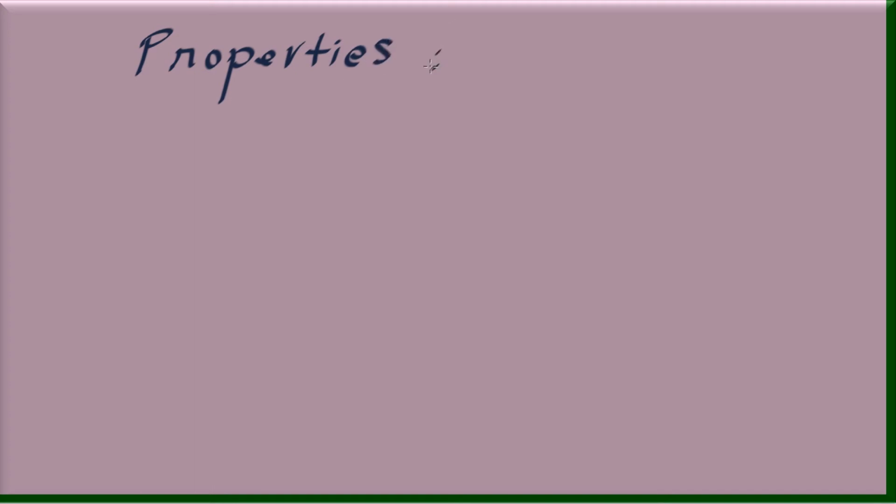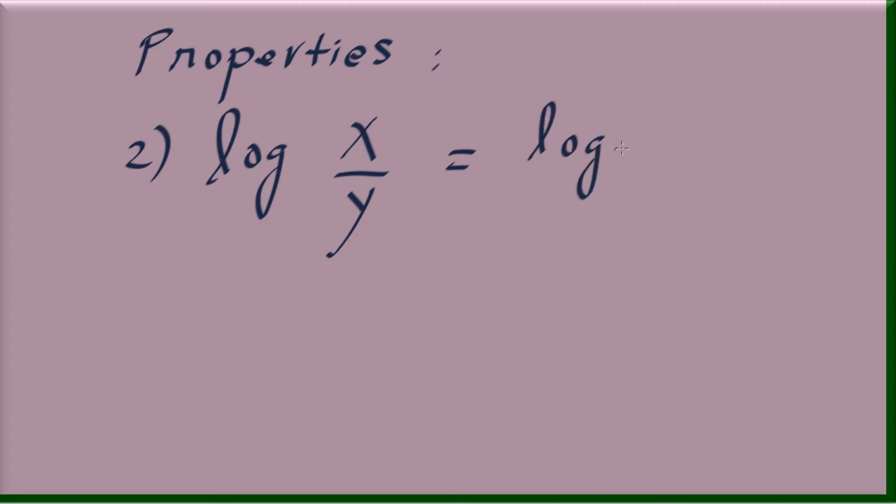Now the second property of logarithm, okay, there are three of them. Number two is the logarithm of the quotient. Say you get the logarithm of x divided by y. From number one, we have the logarithm of the product, which becomes the sum of the logarithm of x and y. Now, with that, we can say that the logarithm of the quotient will be equal to the logarithm of x minus the logarithm of y.